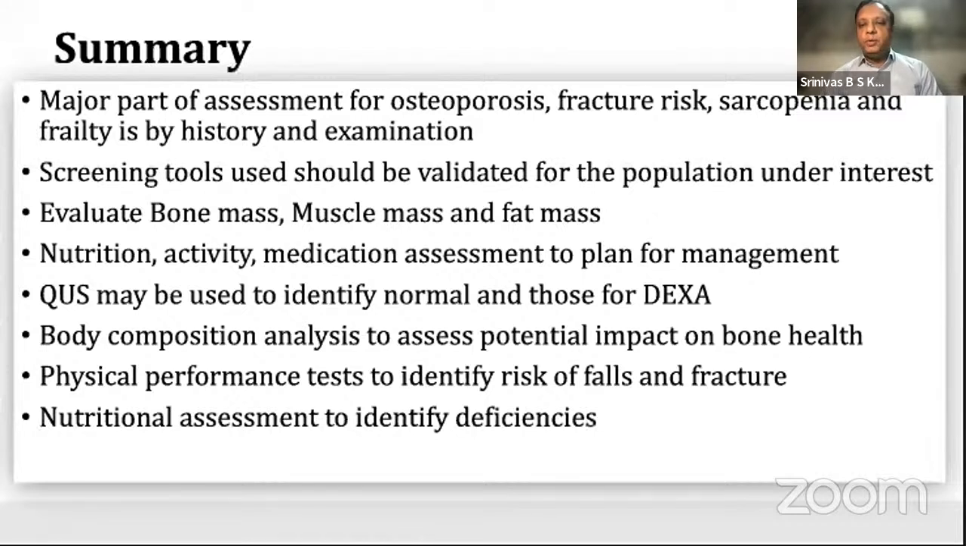To summarize, major part of assessment of osteoporosis, fracture risk, sarcopenia, and frailty is by history and examination. Screening tools should be validated for the population under interest. Evaluate bone mass, muscle mass and strength, and fat mass. Assessment of nutrition, activity, medications, sarcopenia, and frailty should be done to plan for proper management. Quantitative ultrasound may be used in those who require DEXA. Body composition analysis may be used to assess potential impact on bone health.